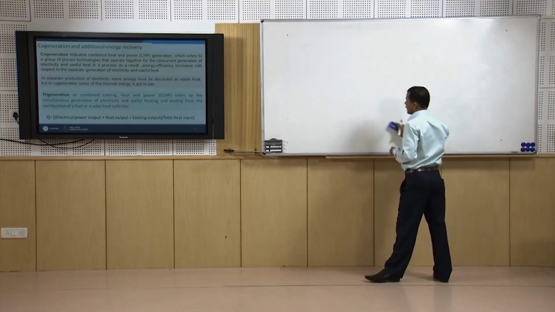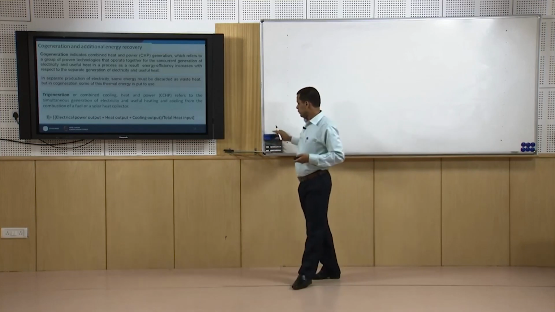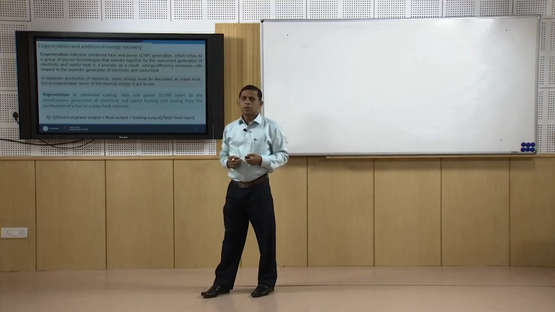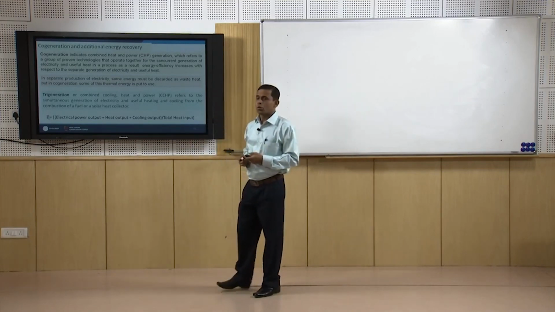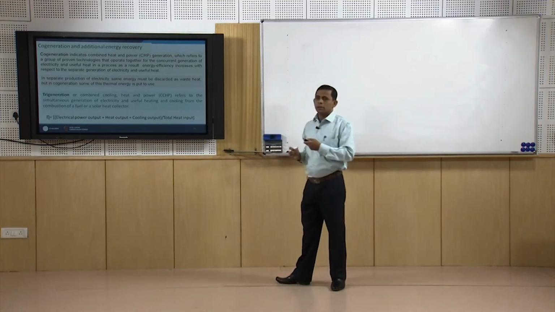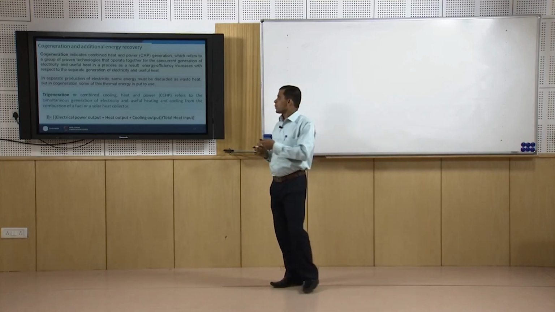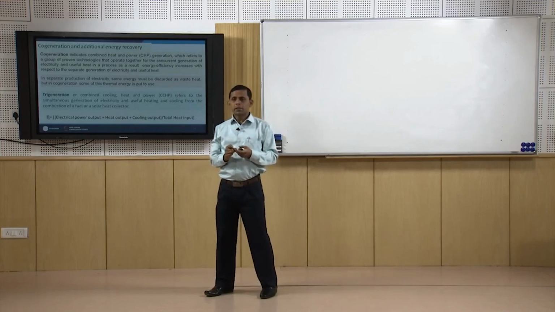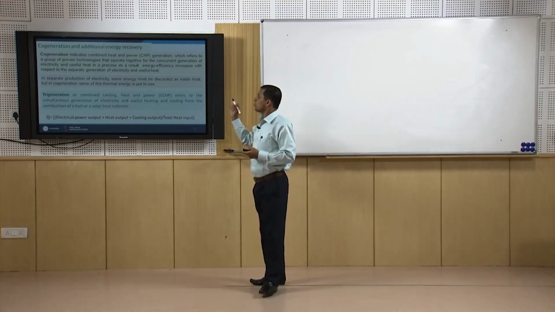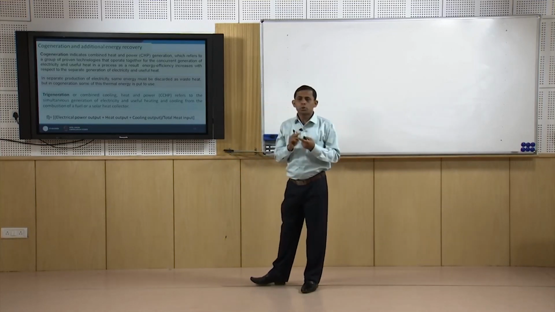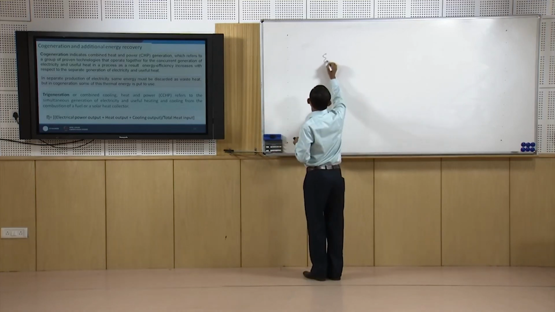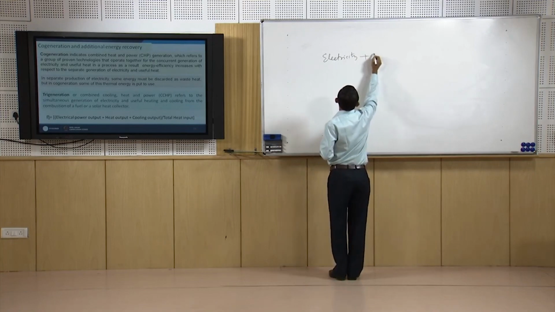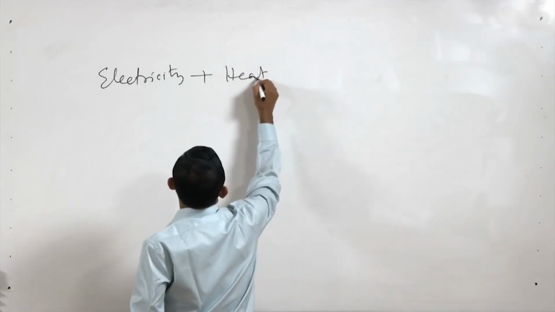Another approach to improve the overall efficiency of the process is cogeneration and additional heat recovery. In cogeneration we can use the flue gas for the production of steam or heat, or we can use it for the production of electricity. So, cogeneration means we will produce electricity as well as heat or steam.